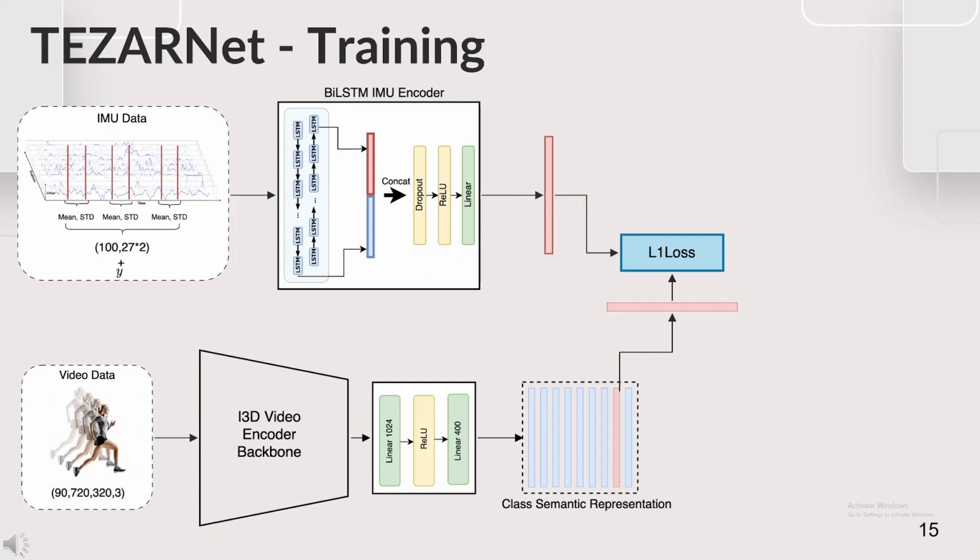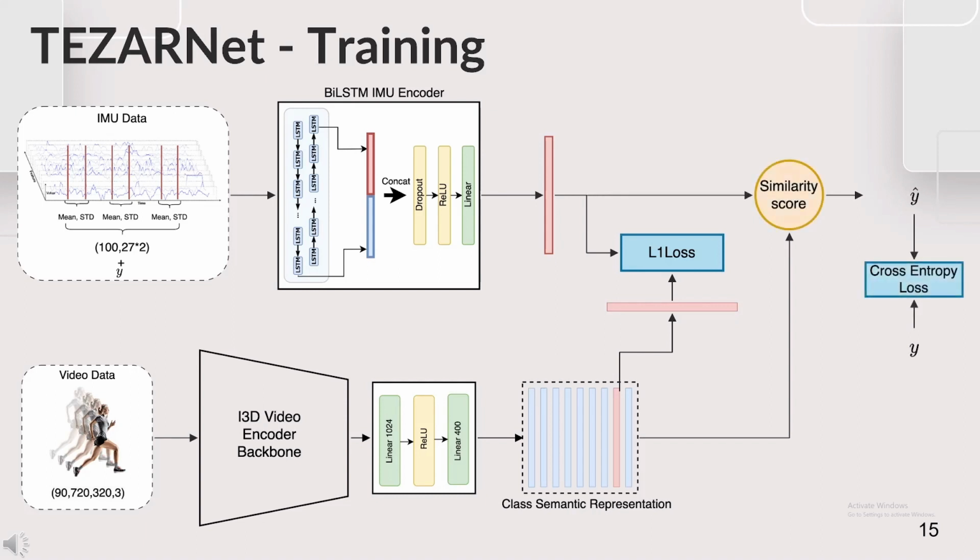We use a similarity score such as cosine similarity to get the predicted class from the feature vector and use that output to calculate the cross-entropy loss, coined as classification loss. We use a weighted combination of these two losses to backpropagate over both models to update their weights.